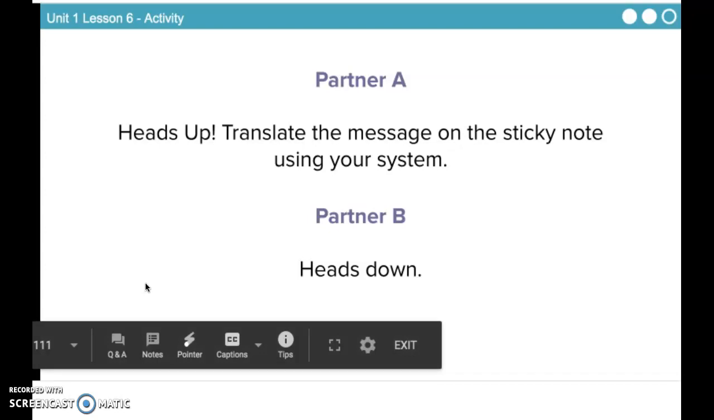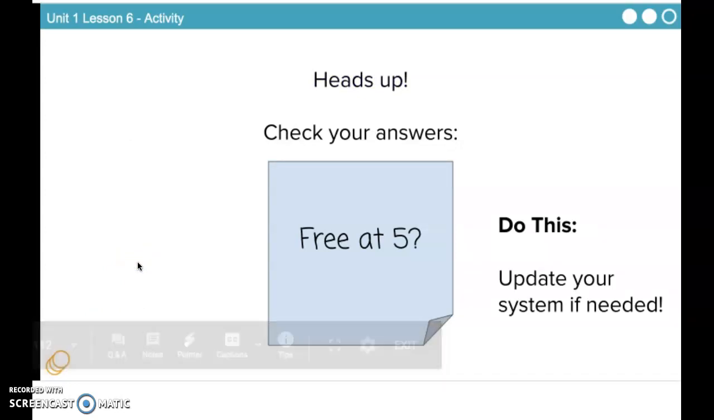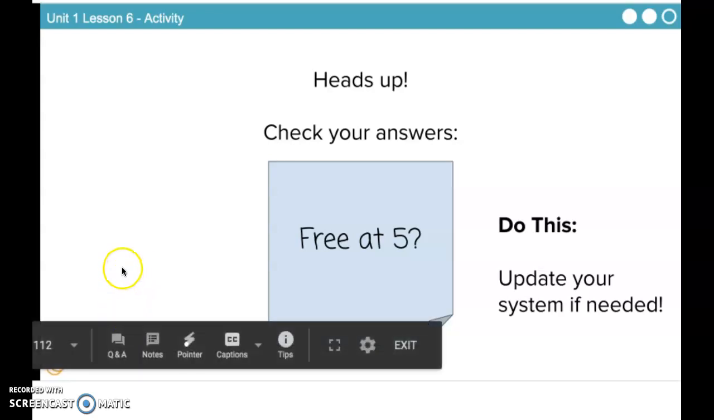All right. Let's continue. If you're not ready to continue and show partner A the answer, then you should be hitting pause at this point. This is what was said. This is what you should have translated it to. If you didn't, update your number system. This would be when you hit pause and you talk about it. You update your number system. Okay, I'm moving along.